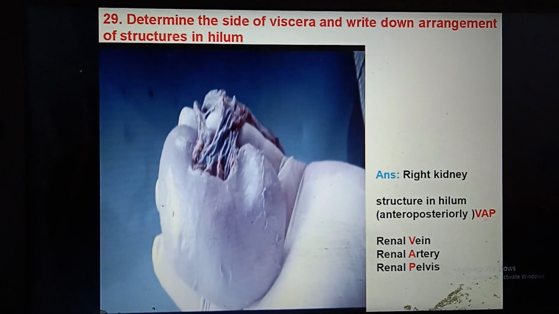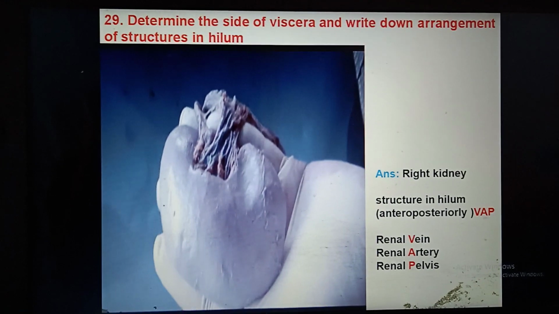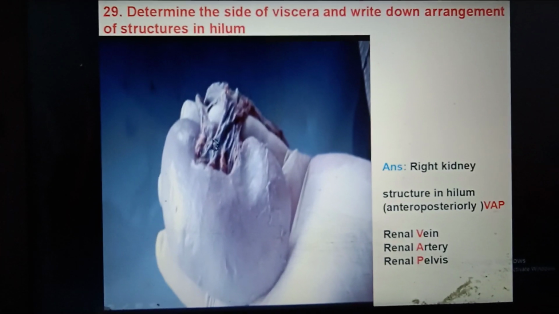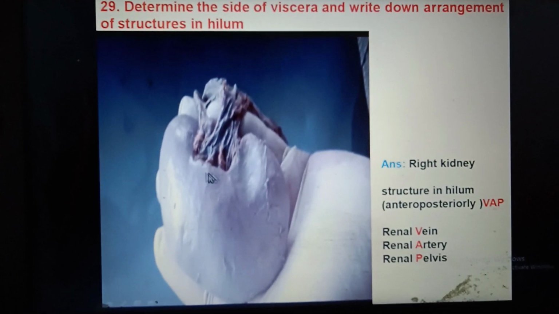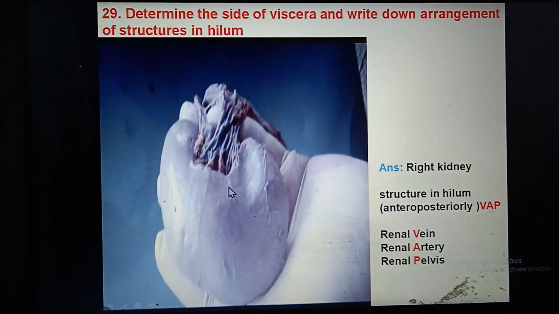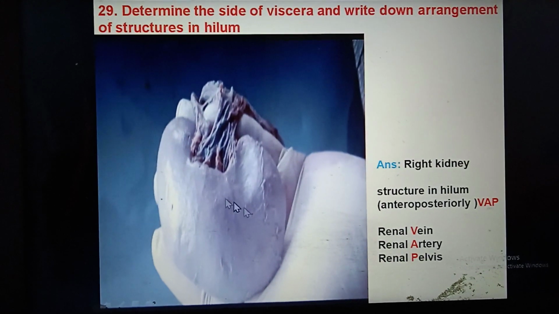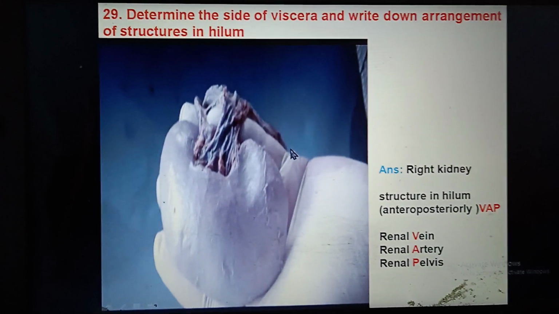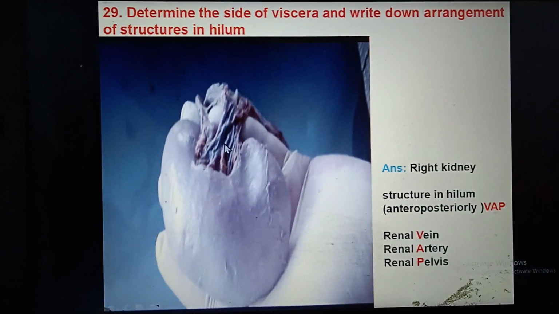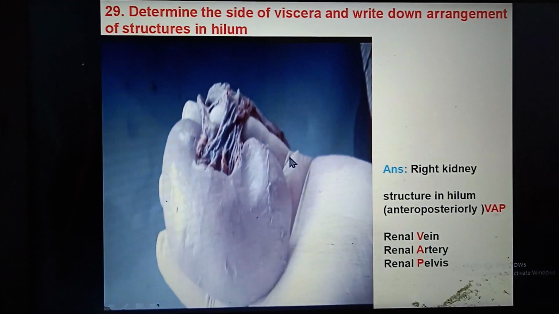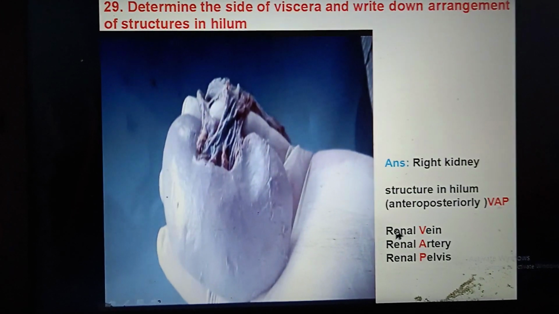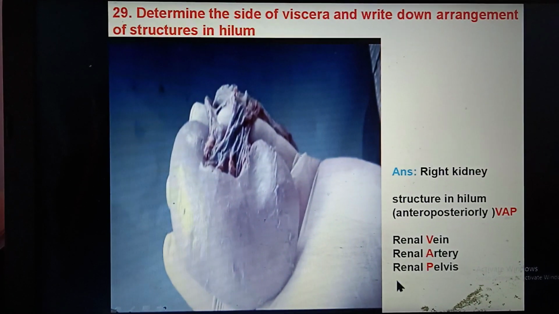Determine the side of the viscera and write down the arrangement of the structures in the hilum. This is the right kidney, because the hilum should face medially and the convex surface is the anterior surface. And the ureter should go downward untwisted. So this is the right kidney, and the structures in the hilum anteroposteriorly are BHAP: renal vein, then artery and renal pelvis.